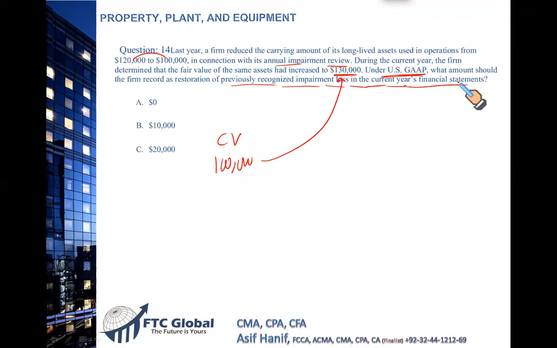Under US GAAP, a previously written off impairment loss cannot be subsequently recovered or reversed. So we cannot reverse it. Even though this asset has gone up to 130, the fair value is up by 30,000, we cannot take this as a gain, or reverse this loss. So this is not possible. That makes A the correct option.